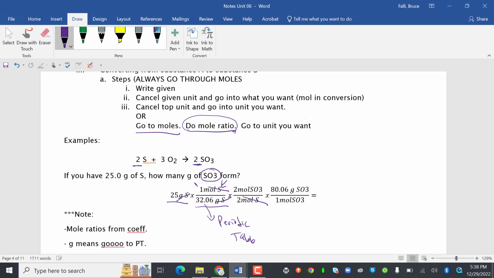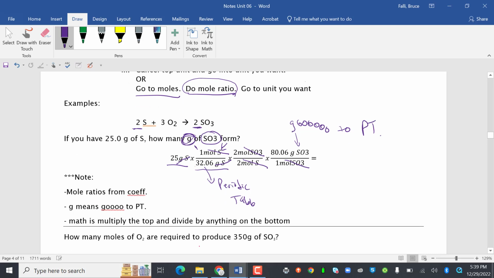2 moles of SO3 equal 2 moles of S. Now I'm in moles of SO3, but I want grams of SO3. Cancel my moles of SO3 and go into grams. Little g stands for grams, and little g stands for go to the periodic table. And that's what you do.